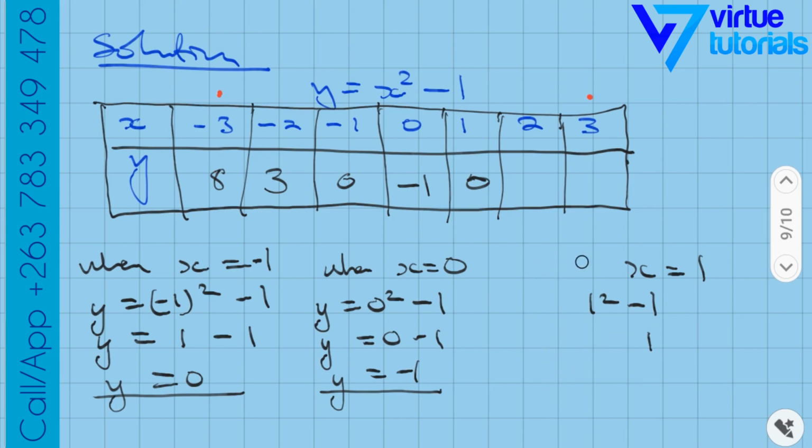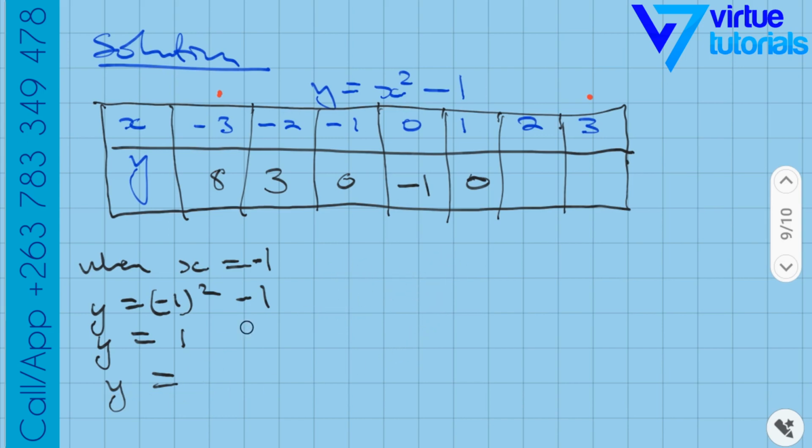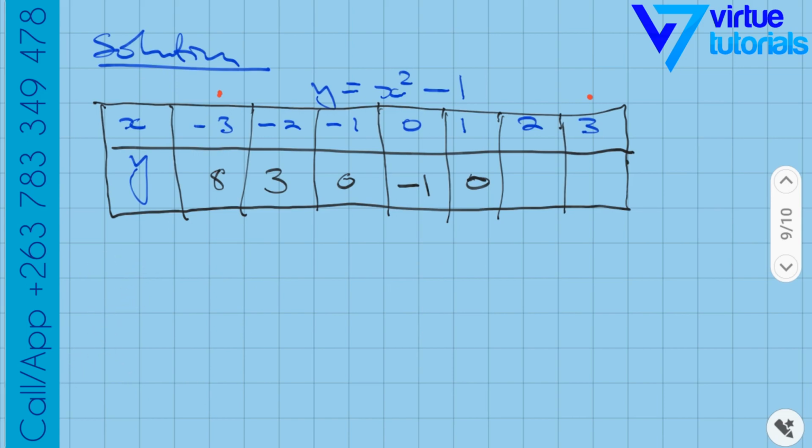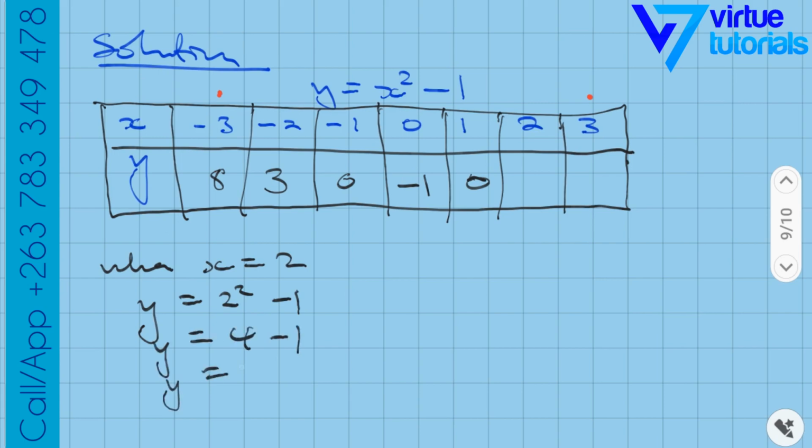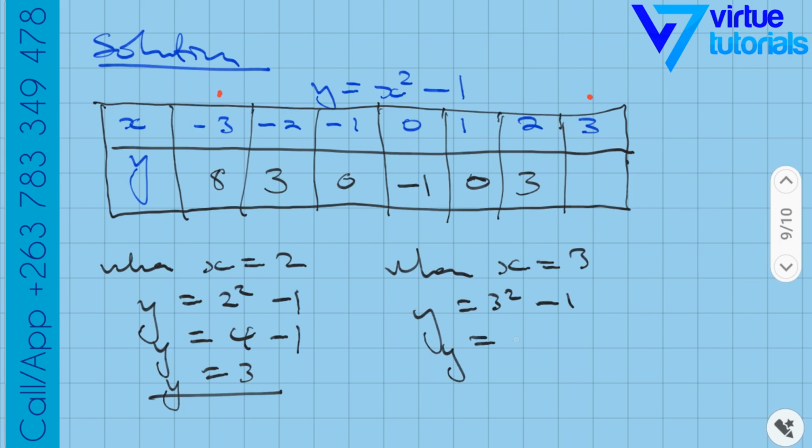So let's calculate for the last two. When x is equal to 2, y is equal to 2 squared minus 1. 2 squared is 4, minus 1. y is equal to 3. So that's 3. Last one, when x is equal to 3, y is equal to 3 squared minus 1. 3 squared is 3 times 3, that's 9. 9 minus 1, y is equal to 8.